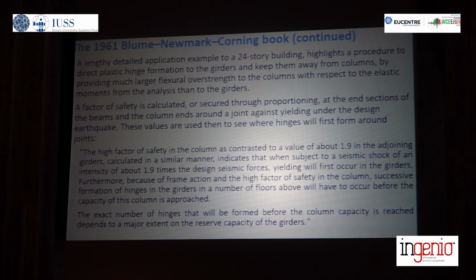Along with a very lengthy application of the strong column weak beam concept in an example which does not employ what we call now capacity design of columns in bending, but provides overstrength to columns compared to the beams so that the plastic hinges form in the beams. So essentially everything was there.